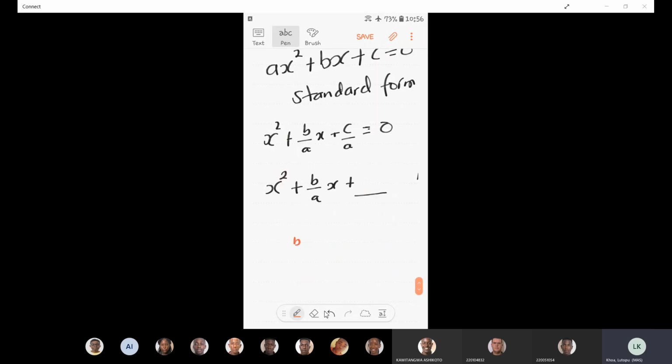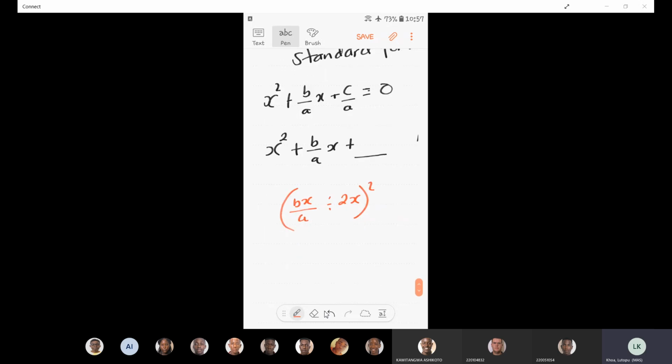I would say bx over a. I would divide this by 2x, and then I will square it. That's how we would do it. So this is b over a divided by 2. I get 2a, and then when I square it, this is b squared over 4a squared. Okay, so that is the term you are going to put over there.